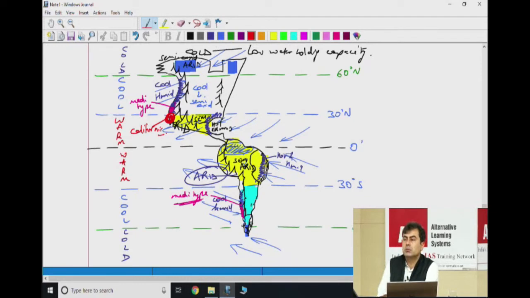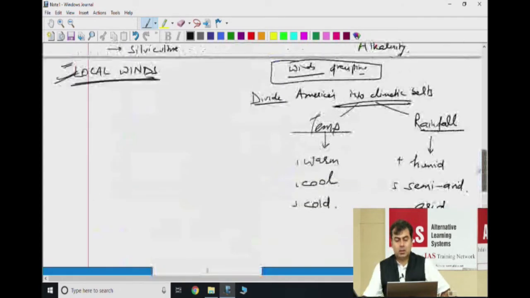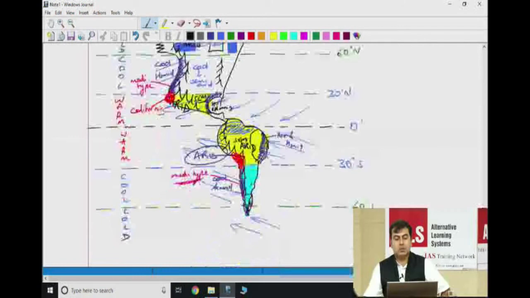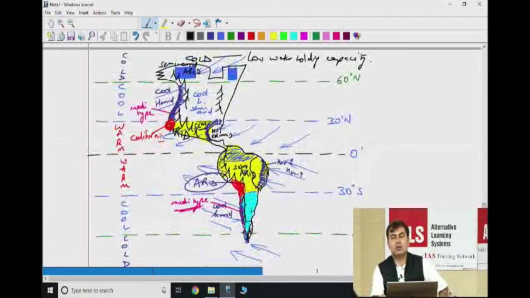Yes or no? This is where California is. That's what we are looking at. So this is what are your permanent winds. Permanent winds can do this. Today we are talking about local winds. So what are local winds? We will talk about that. Get that?